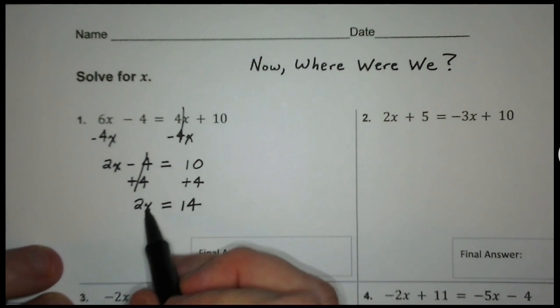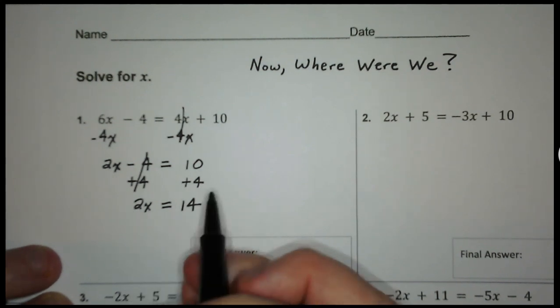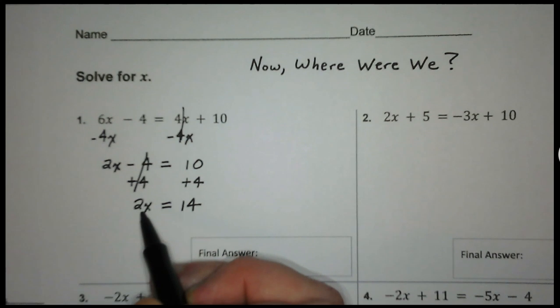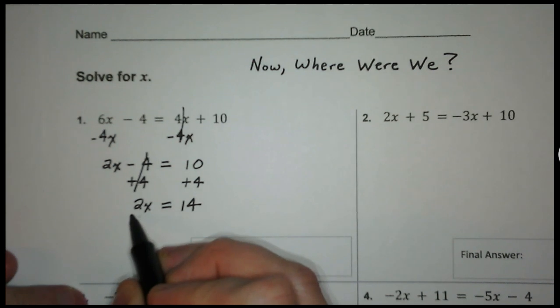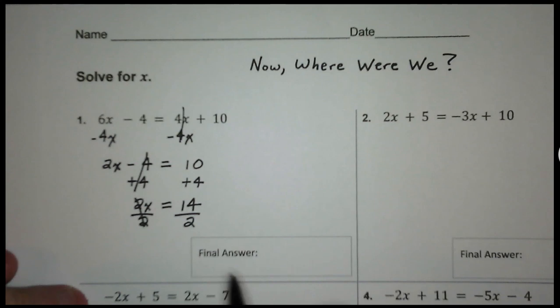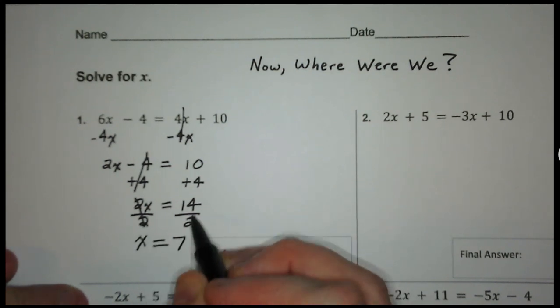Now the final thing to get this x all alone is we got to get rid of that 2. Big reminder, this says 2 times x. How do we cancel out multiplying by 2? Well, the opposite of timesing is dividing. So we divide by 2 to get it out of there. And since 14 divided by 2 is 7, my final answer is 7.